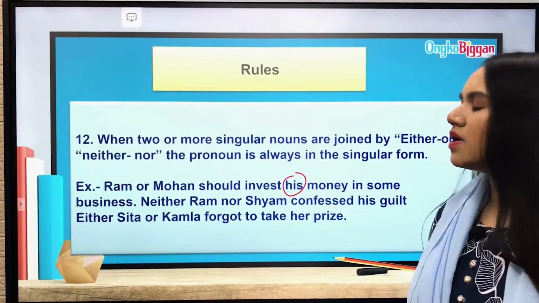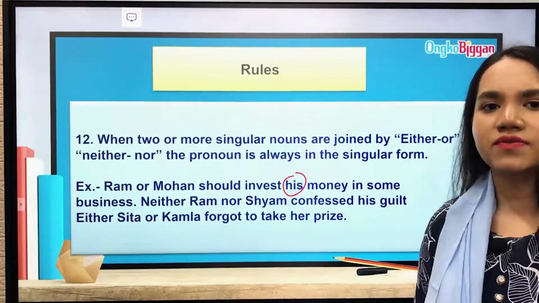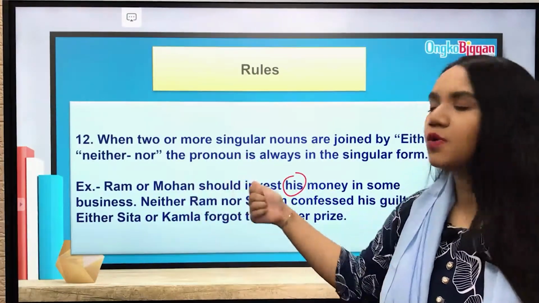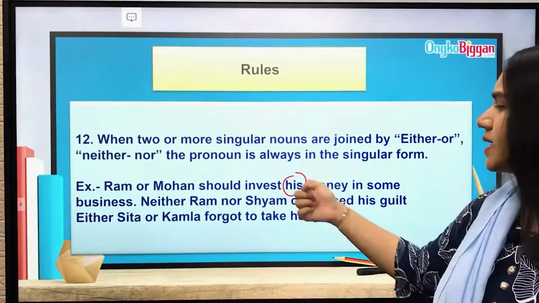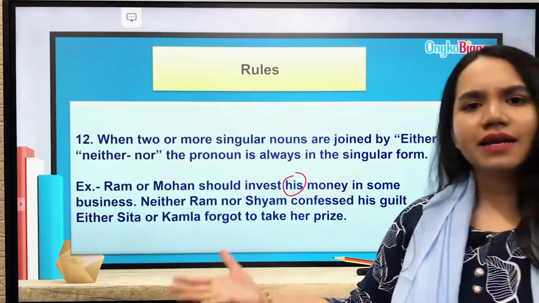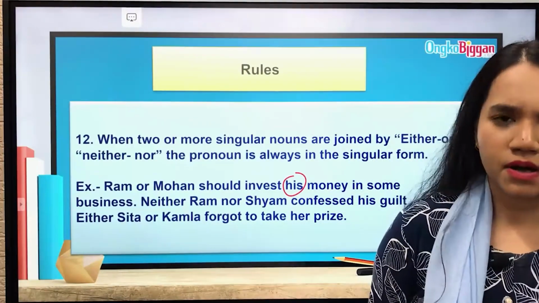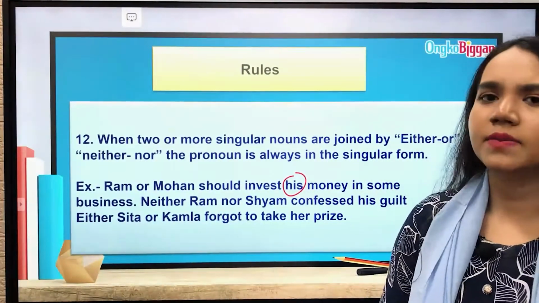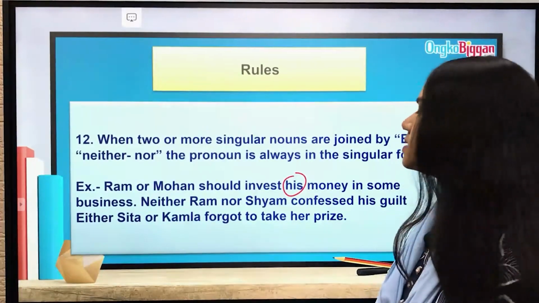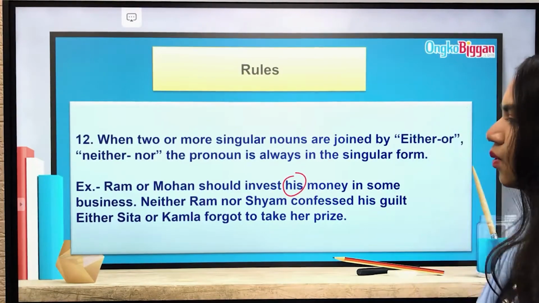Why? Because you are not trying to say that they both together should invest. In that case, I will say they are. If there were Ram and Mohan, then I would say should invest in their business. But because I am saying either Ram or Mohan, either Ram, being a singular noun, will come here, or Mohan, being a singular noun, will come here. Them together will not come here. So for this reason, I will use the singular pronoun here only.